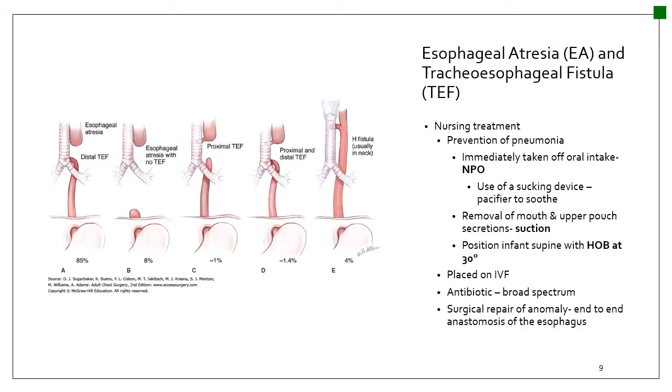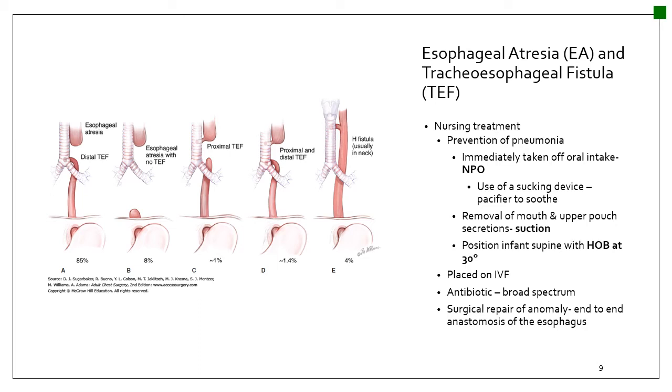Moving down, looking at problems with swallowing. So esophageal atresia or EA and tracheoesophageal fistulas or TEFs are failure of the esophagus to develop as a continuous passage from the mouth to the stomach. These can occur separately or in combination, having both an EA and a TEF.